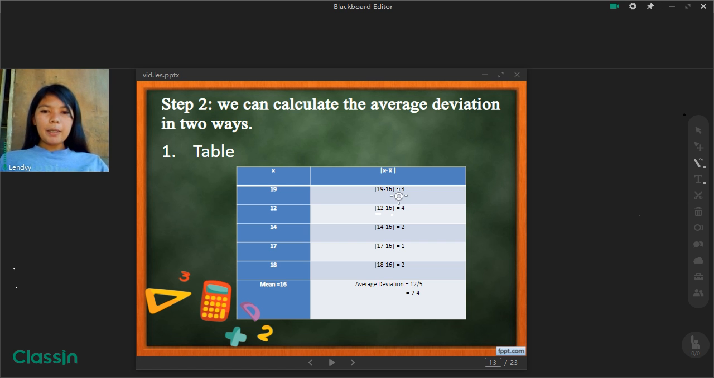So we have 19 minus 16 is equal to 3. 12 minus 16 is equal to 4. 14 minus 16 is 2. 17 minus 16 is 1. And 18 minus 16 is equal to 2, which gives us a total of 12. Divided by 5, it is equal to 2.4.